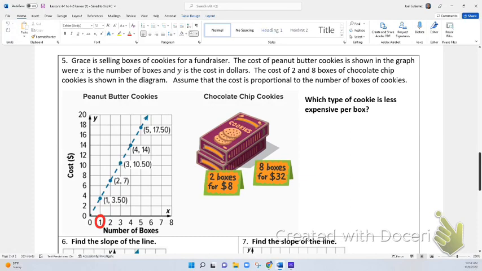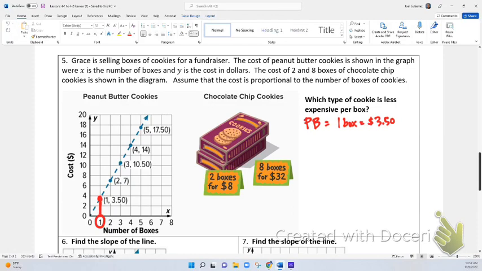Tiffany, if I look at my graph, how much is one box of peanut butter cookies? So I'm going to need to go up from here and then find this one right here. $3.50. So I'll put it over here. PB for peanut butter. So peanut butter cookies, 1 box equals $3.50. Right? So that's what my graph tells me. 1 box costs me $3.50.